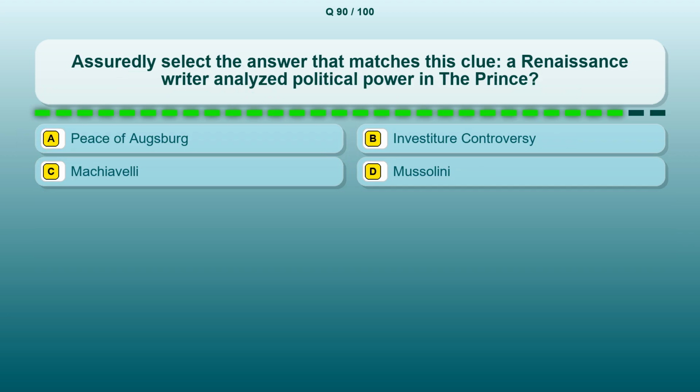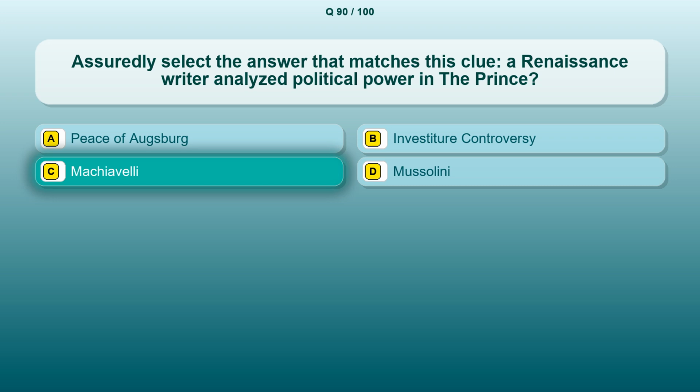Question 90. Assuredly select the answer that matches this clue. A Renaissance writer analyzed political power in The Prince. Option A, Peace of Augsburg. Option B, Investiture controversy. Option C, Machiavelli. Option D, Mussolini.